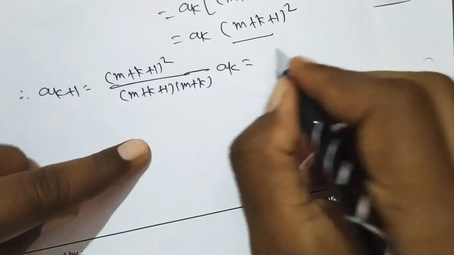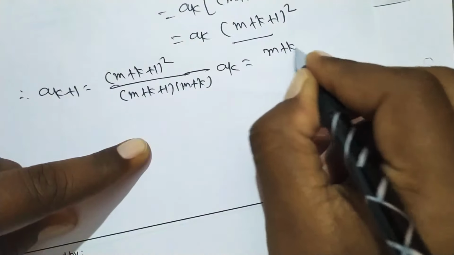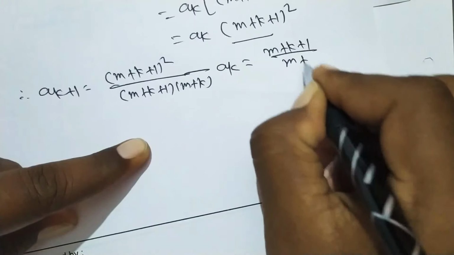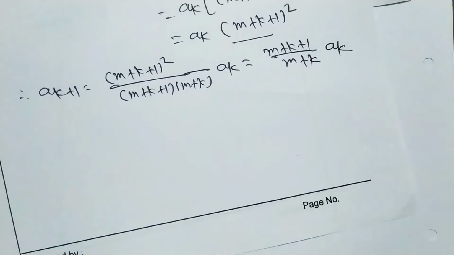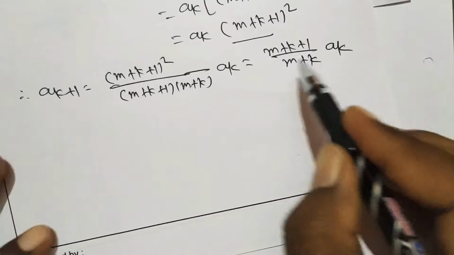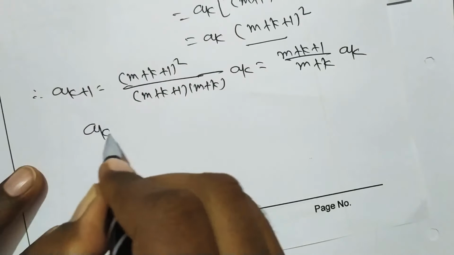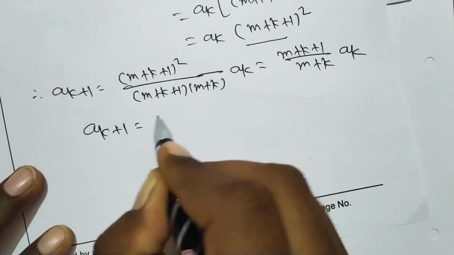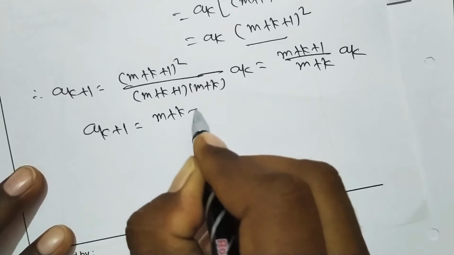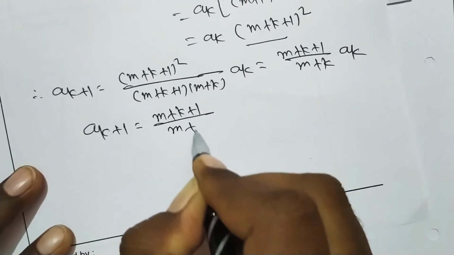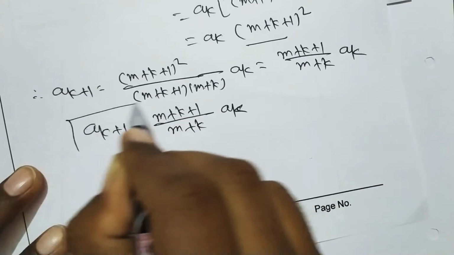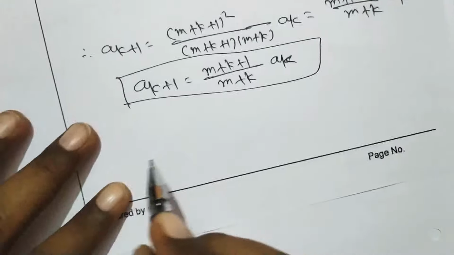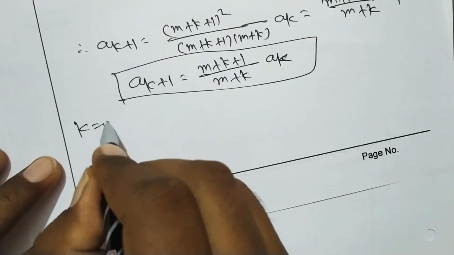M plus k plus 1 gets cancelled, m plus k plus 1 upon m plus k into ak. So we will get here ak plus 1 is equal to m plus k plus 1 upon, means recurrence relation is ak plus 1 is equal to m plus k plus 1 upon m plus k into ak. This is the recurrence relation. Using this we have to find constants by taking k equal to 0.